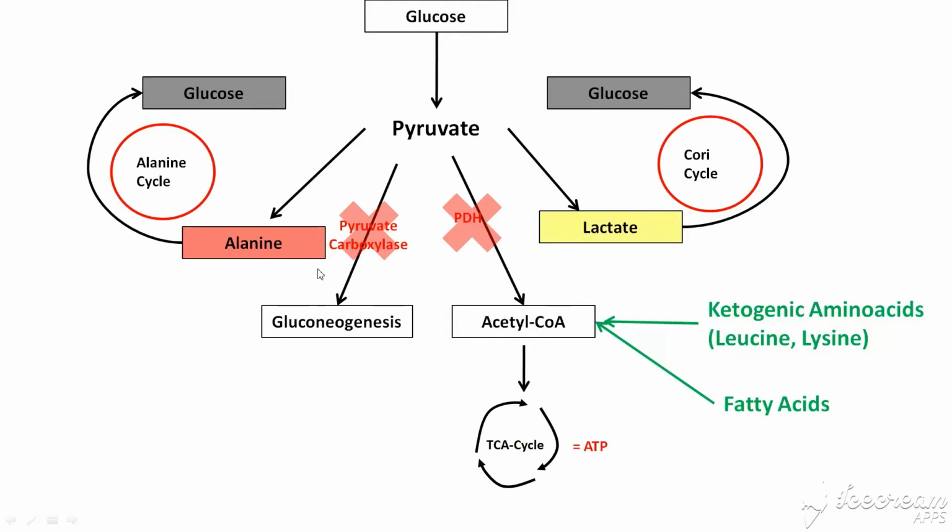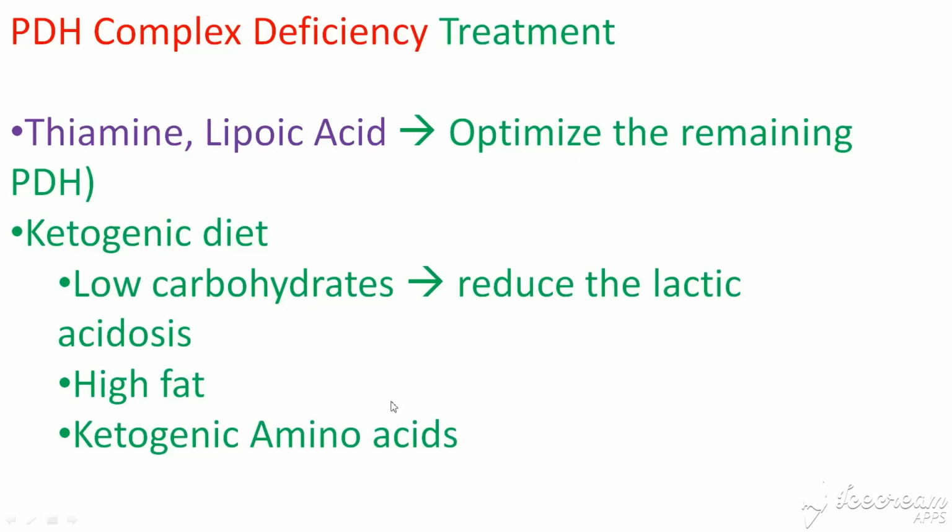The second important thing is to start them on ketogenic amino acids, which are going to be leucine and lysine. The reason is that these ketogenic amino acids can, from their name, produce ketone bodies, and one of the precursors for ketone bodies is going to be acetyl-CoA. So if we give them leucine and lysine, their cells can form acetyl-CoA that could enter the TCA cycle and thus produce ATP. And this is going to be the importance of a ketogenic diet in the management of these patients.